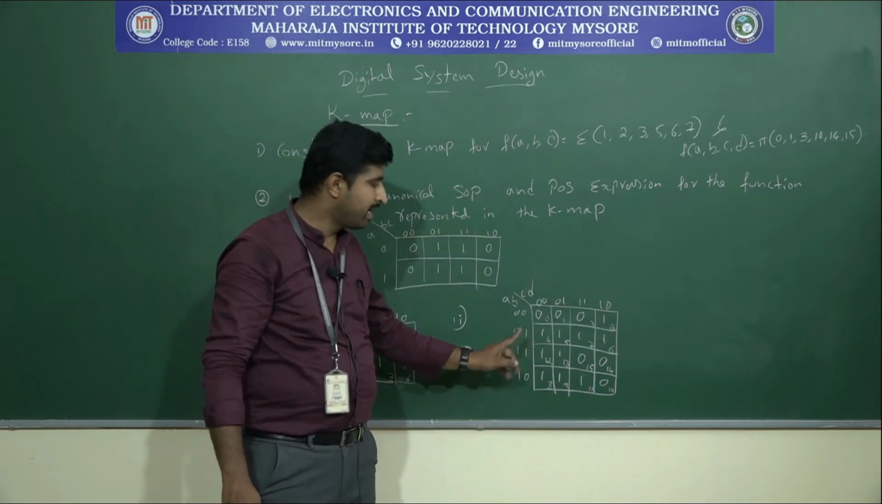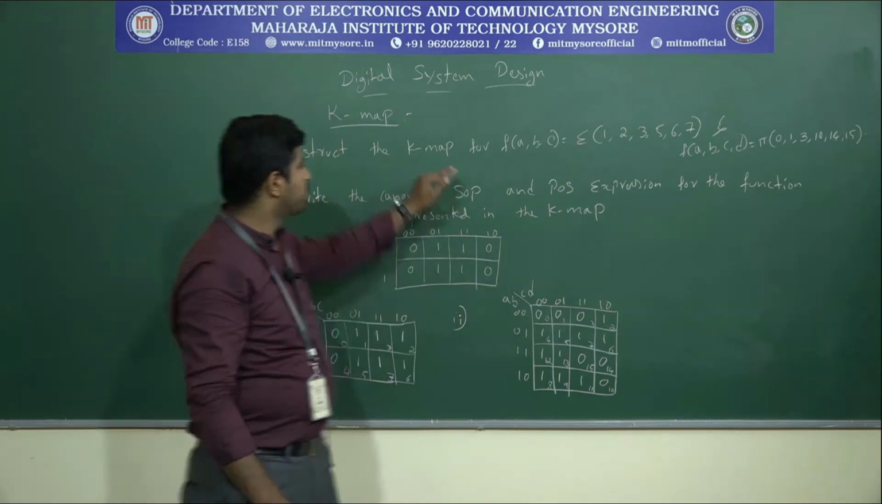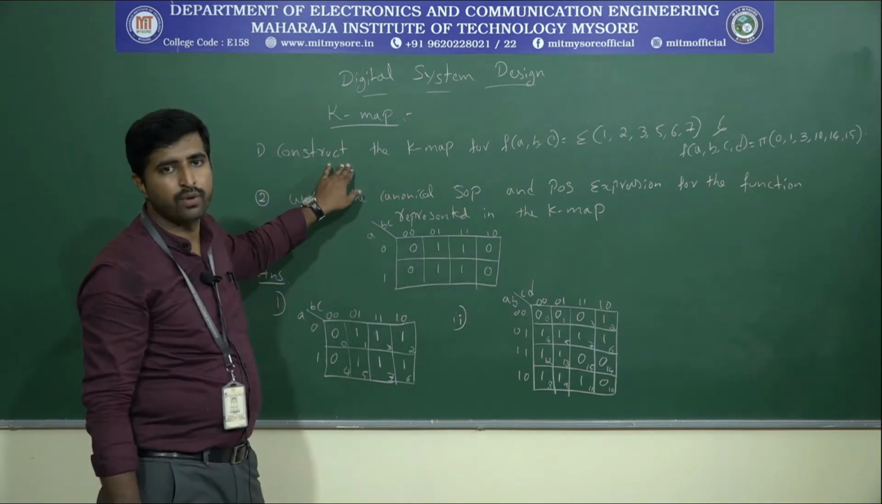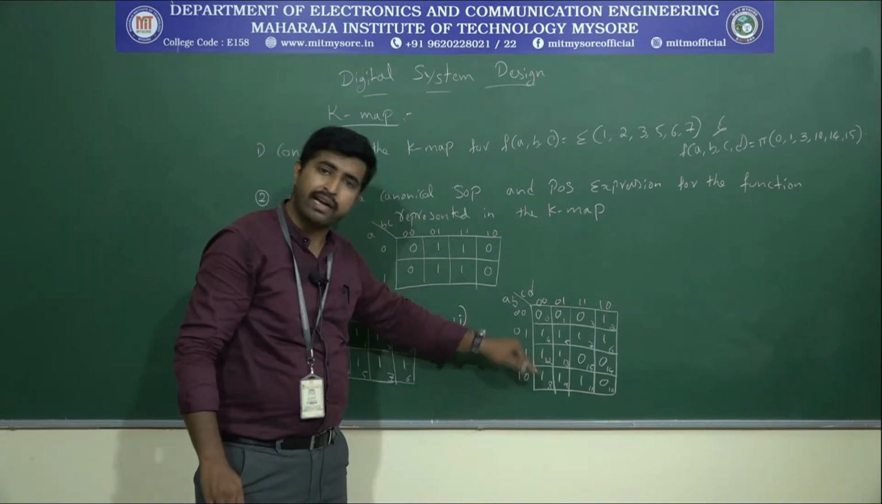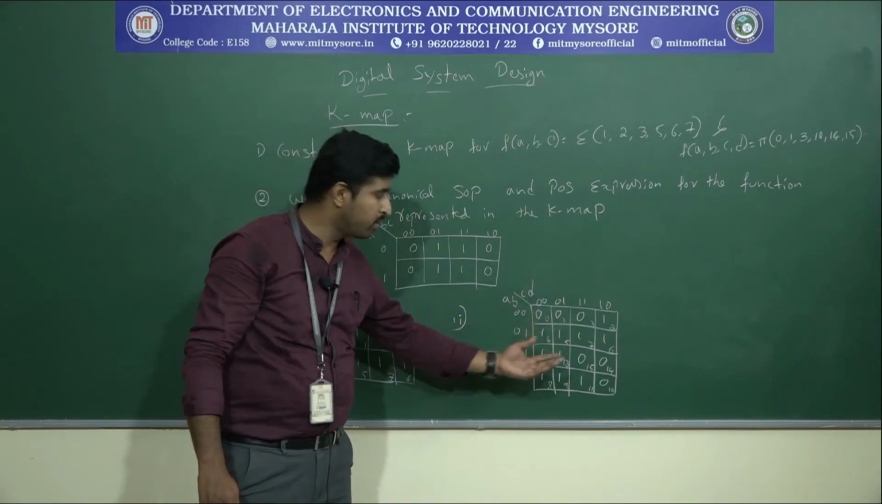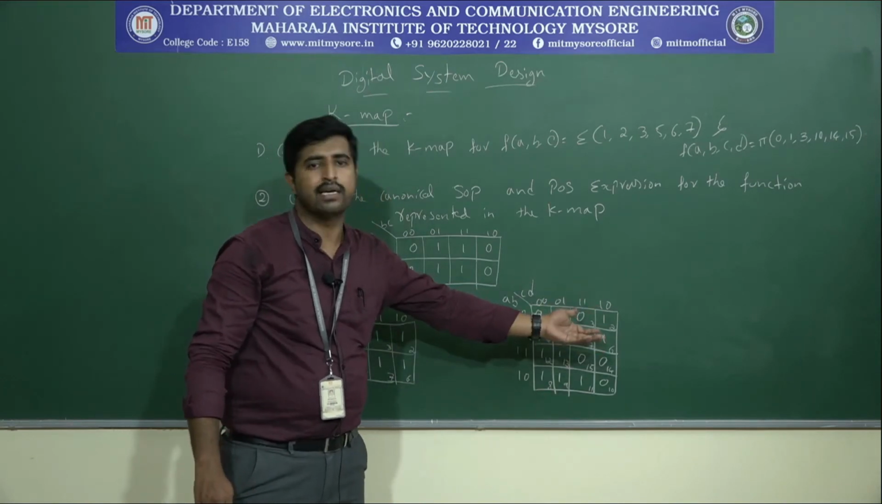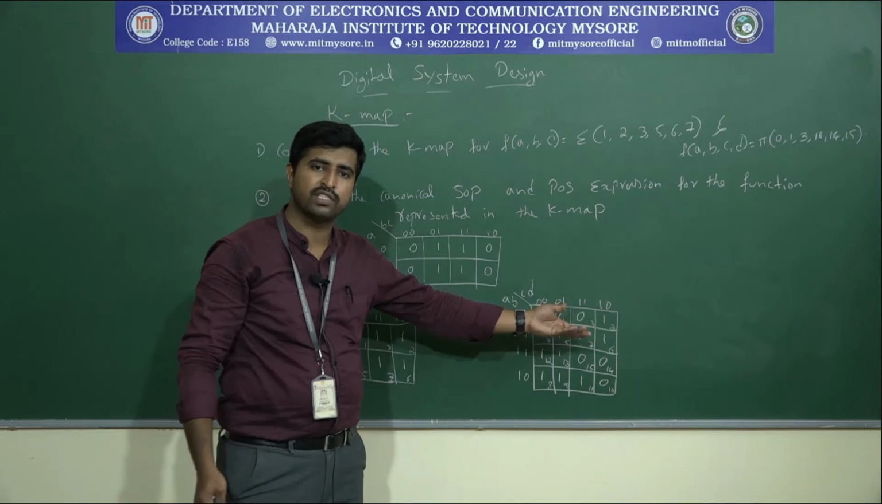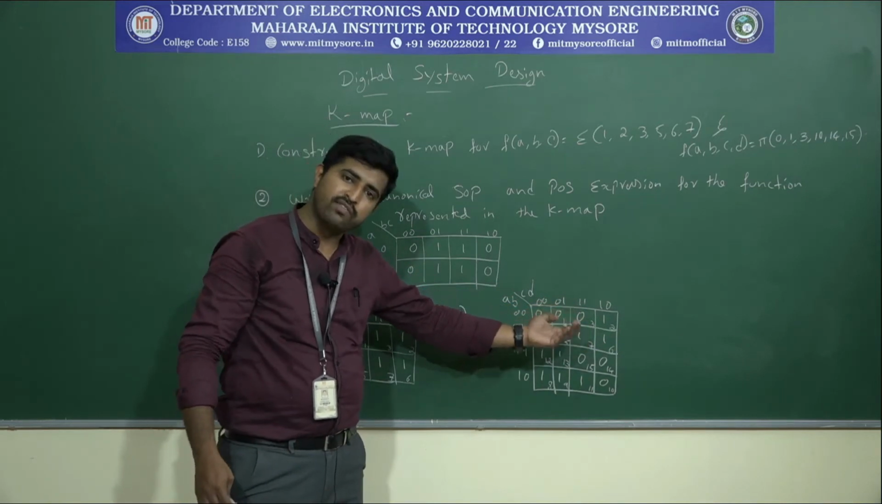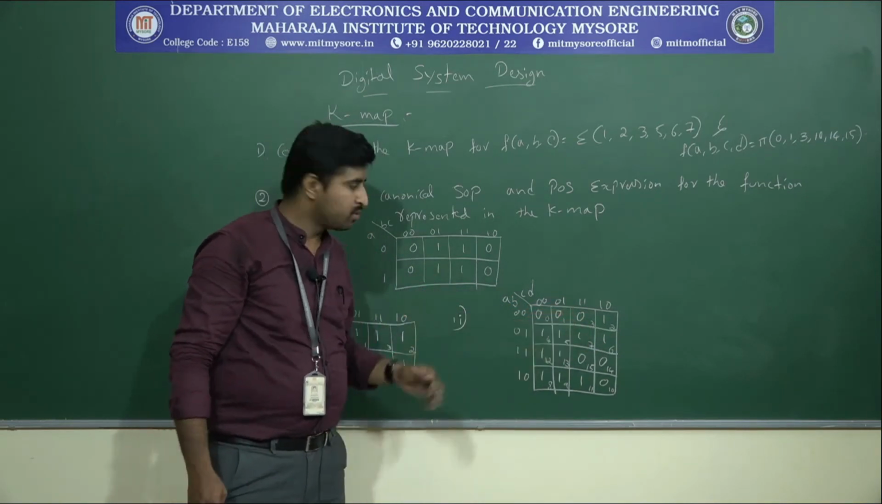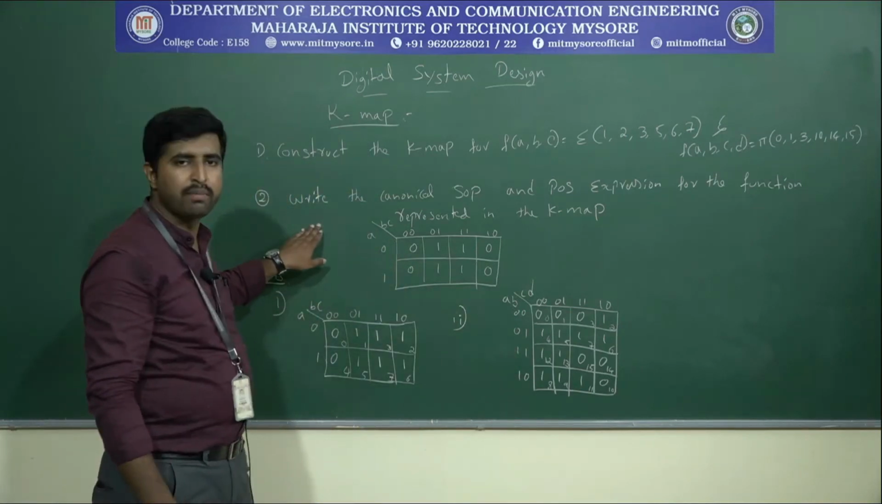So this is what will be the K map, construction of a K map. So this completes the first problem. Next, if a K map is given, can we write the equations by looking at the K map? Can we construct the Boolean equation or a switching equation, a canonical expression? Yes, we can write that one. To see that, I have taken one problem here.